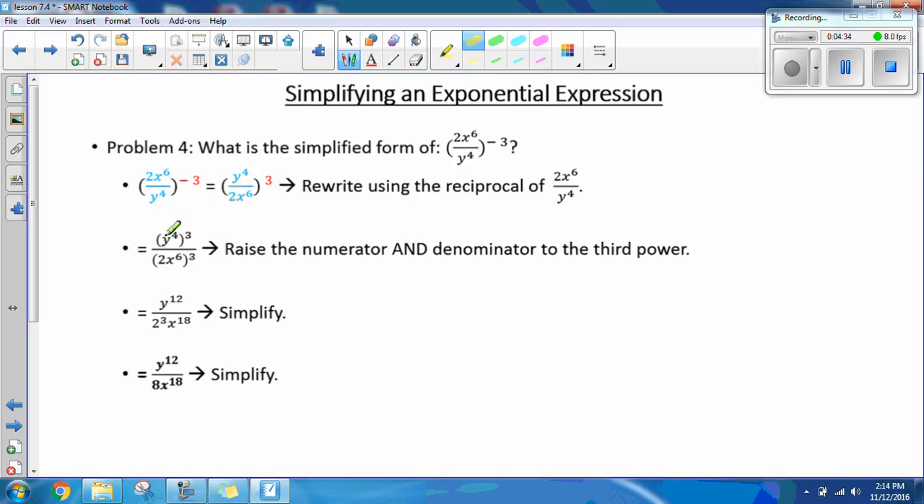We can use the quotient power, so I have y to the 4th power being raised to the 3rd power, 2x to the 6th power being raised to the 3rd power, and then now I'm going to simplify each of the numerator and denominator separately. So we have y to the 4th power being raised to a 3rd power, power to a power, multiply the two numbers, I get y to the 12th power. In my denominator, I have a product being raised to a power, so I have 2 to the 3rd power times x to the 18th power, because 6 times 3 is 18, and I get y to the 12th power over 8 times x to the 18th power.